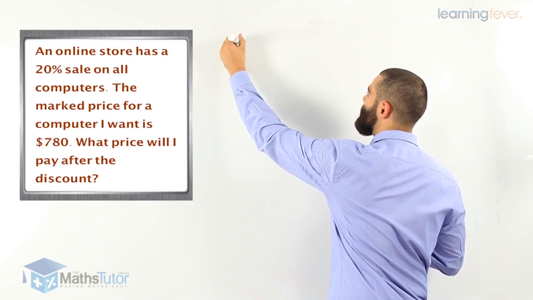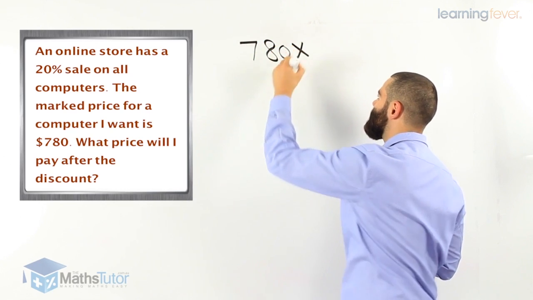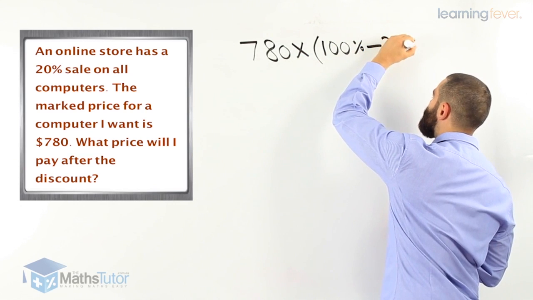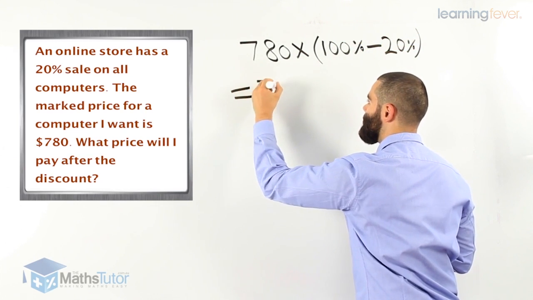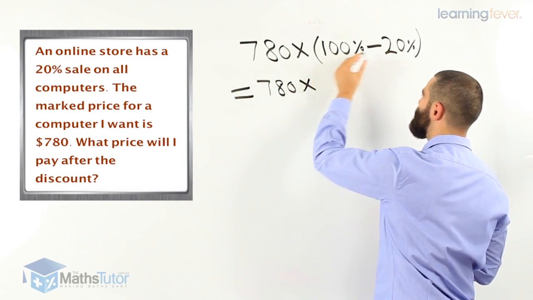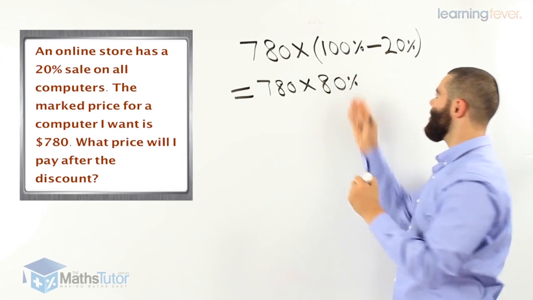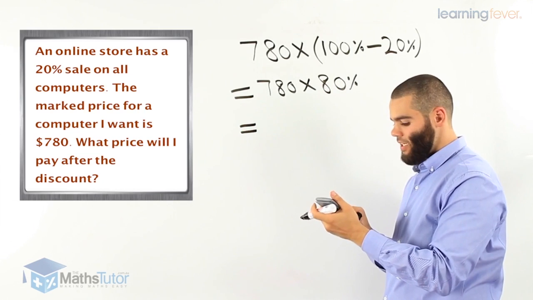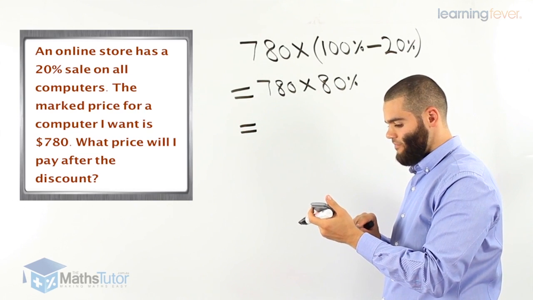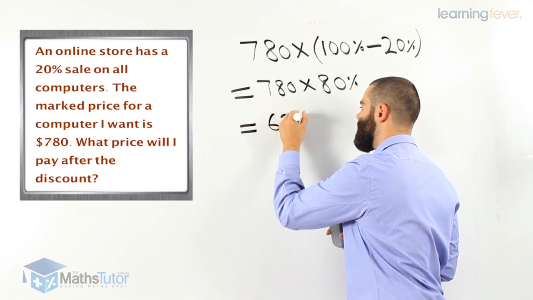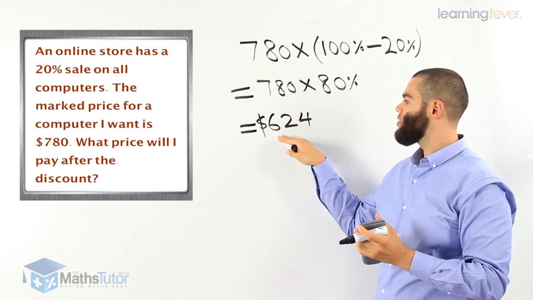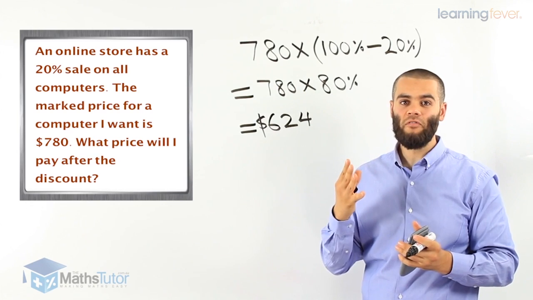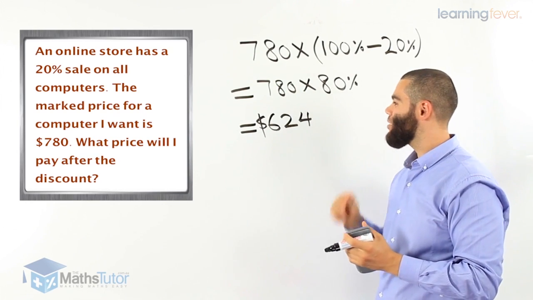So the same working out. 780 is our original price times, it's going to decrease 100% minus the 20%, 780 times 100%, take away 20%, 80%. So 100% take away the 20%, 80%, 780. Grab your calculator, 780 times 80%. The new price for the computer will be $624. So it's a newly discounted price. It's a lower price. It was $780, but from this online store, after 20% off, after the amount has decreased by 20%, it becomes $624.